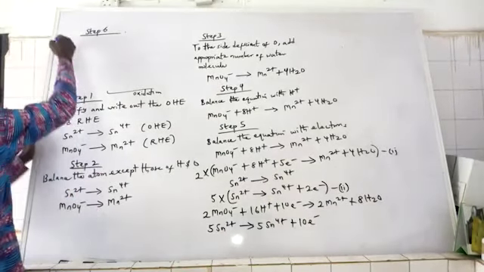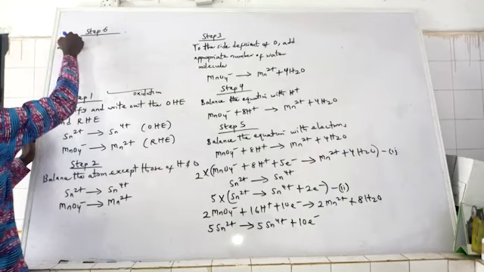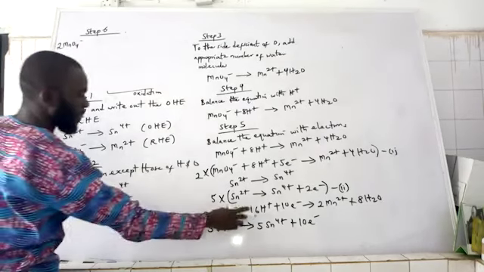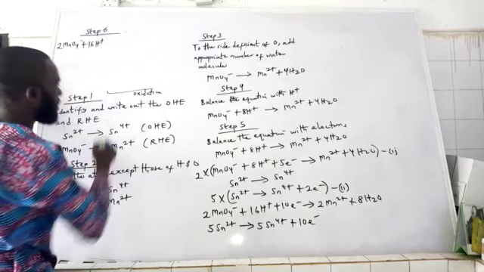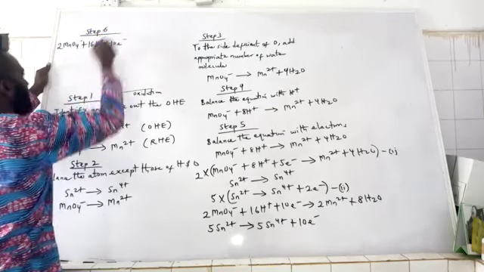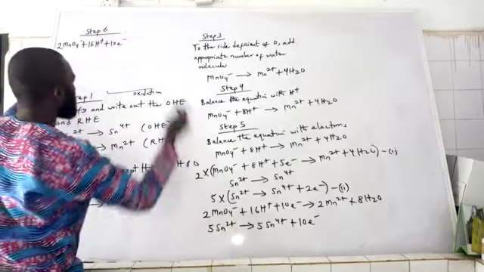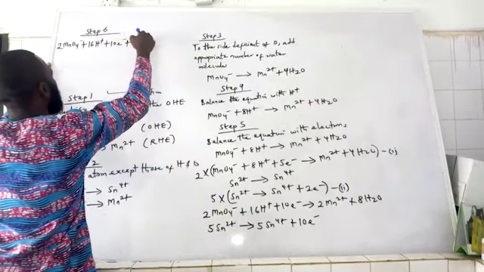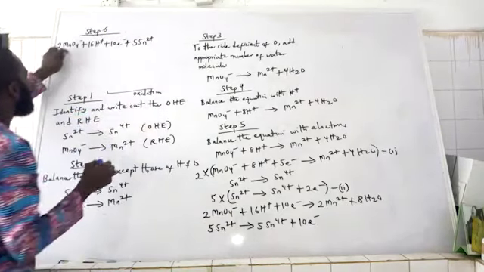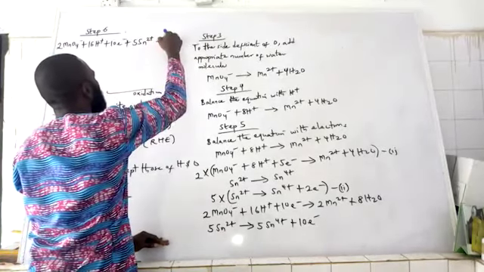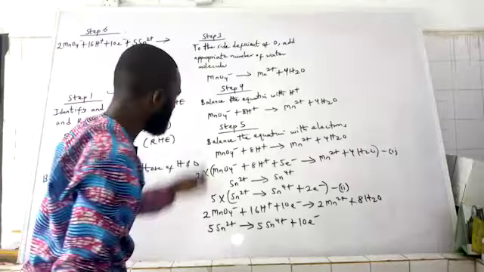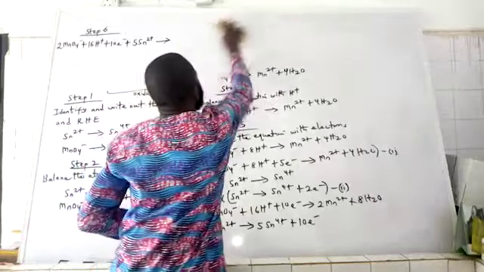I have 2MnO4 minus plus 16H plus 10e minus. Then on this side I have plus 5Sn2 plus. These are the things I have on the left-hand side, isn't it?